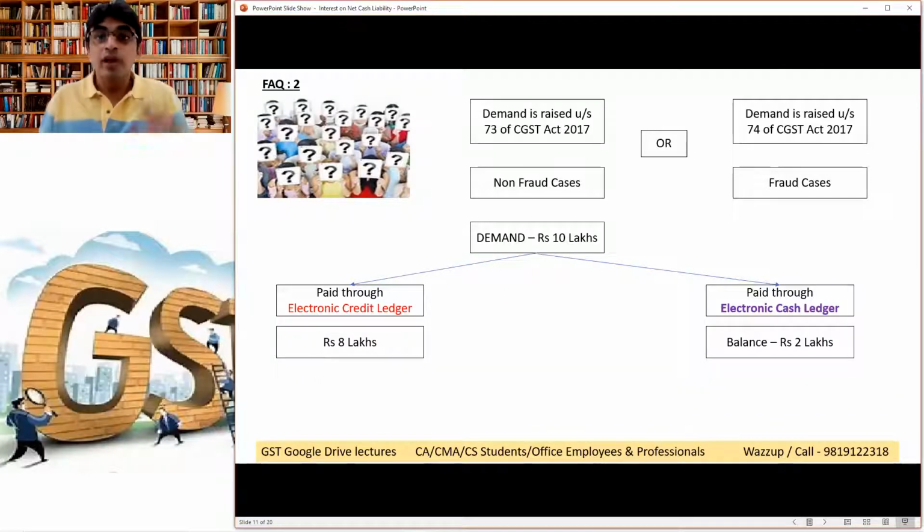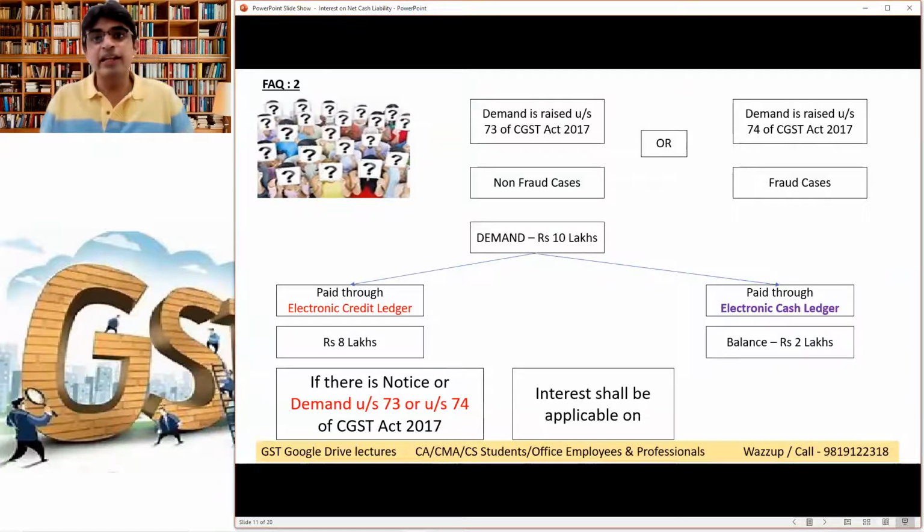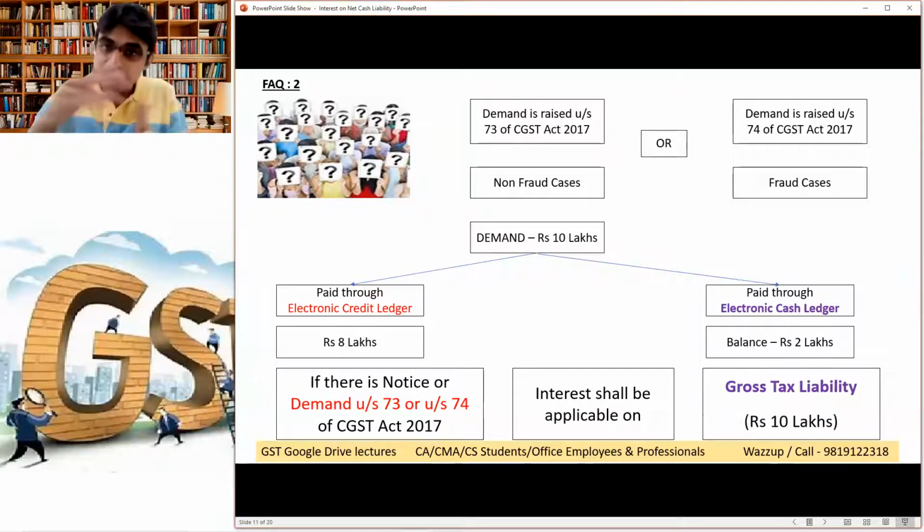See the answer. If you have been issued a notice or if there is any demand under section 73 or 74, then you are liable to pay interest on gross tax liability. ठीक है, if you have only delayed 3B, with minor mistakes you are paying self voluntarily, then interest is applicable on net cash. But if there is a demand or show cause notice, then interest is applicable on gross tax liability. Clear? Okay. So this was today's update.